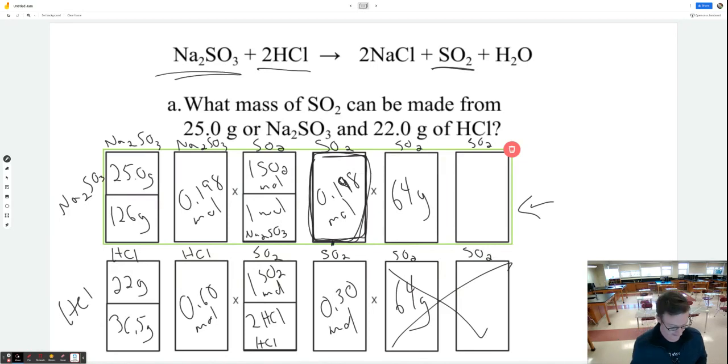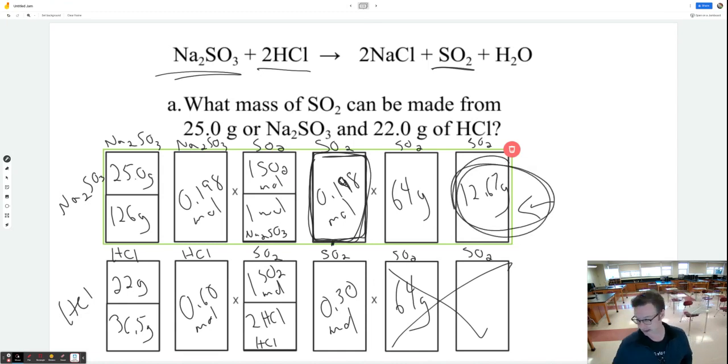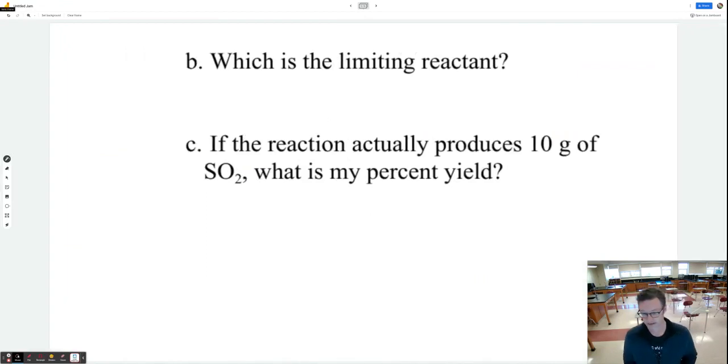Okay, so if we do the 0.198 times 64, we get 12.67 grams. And again, if you did the bottom number, you'd come up with something around 19. And so you'd see that you get less here. Okay, so the limiting reactant is the Na2SO3, which means the answer to the question, how much can you get? You can get 12.67. If you had plenty and plenty of that Na2SO3, you could get more. You could get 19 grams with that amount of HCl, but we don't have enough Na2SO3 to get there. So that's the answer to the first question.